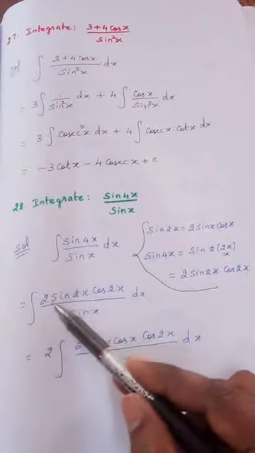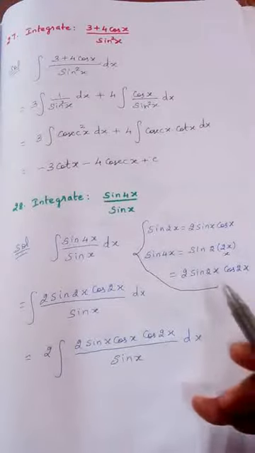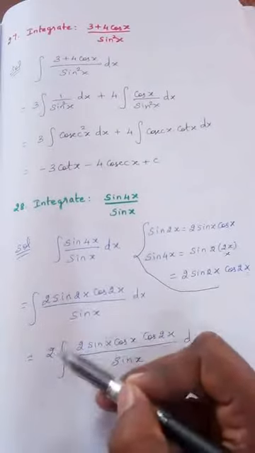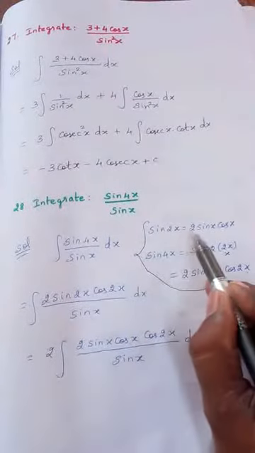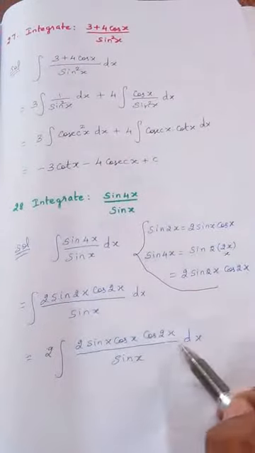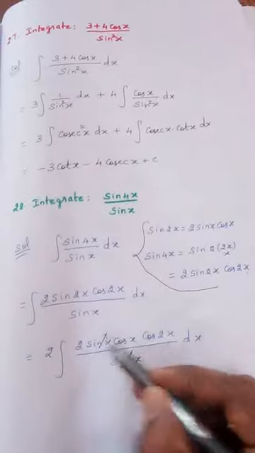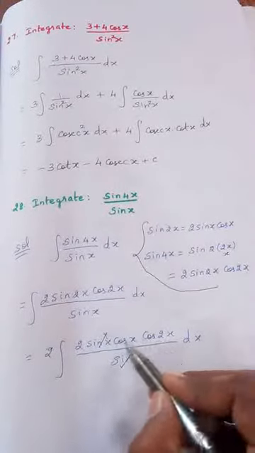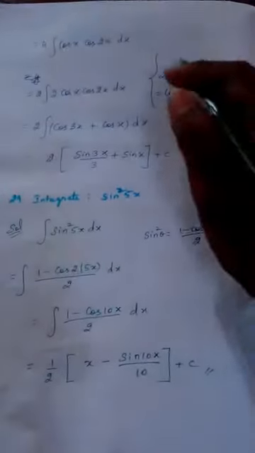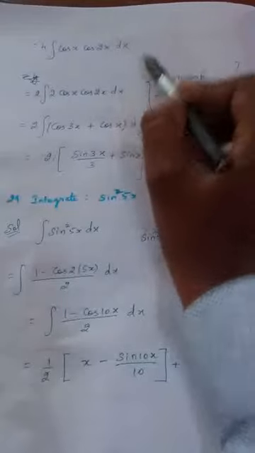Again, sin 2x, how will you split? 2 sin x cos x, right? Now this 2 is taken outside. The sin 2x formula is 2 sin x cos x, so cos 2x by sin x dx, right? Now sin x will get cancelled. Only cos x cos 2x remains. 4 remains, right? Now see, 4 is taken outside. Cos x cos 2x dx remains.